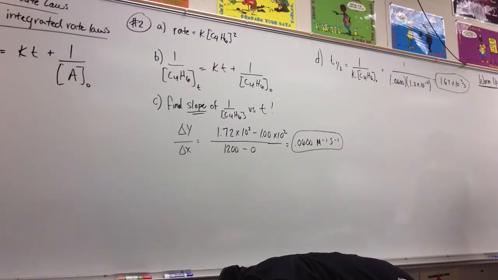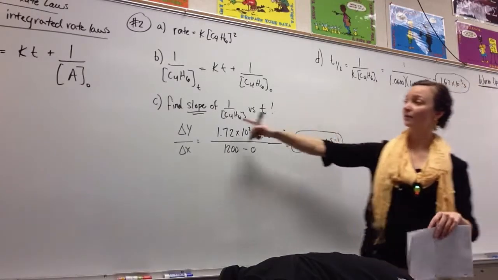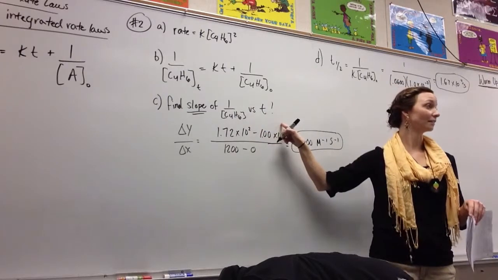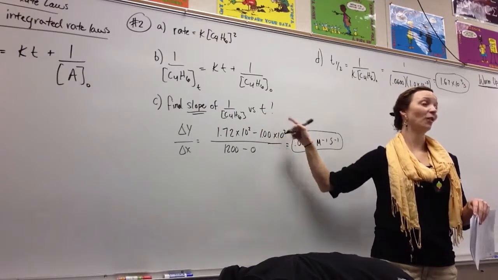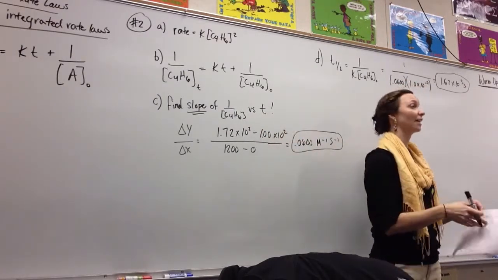Go ahead, Aline. I don't get which graph. So remember, we want to use the graph that gives us the linear line, right? The one that's going to give us the linear line is going to be the 1 over concentration versus t. So you have to use the slope of whatever's linear, and that's why we have to use it.